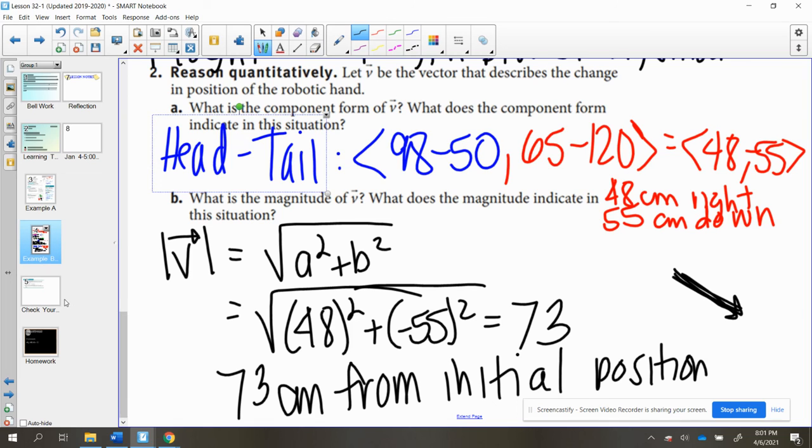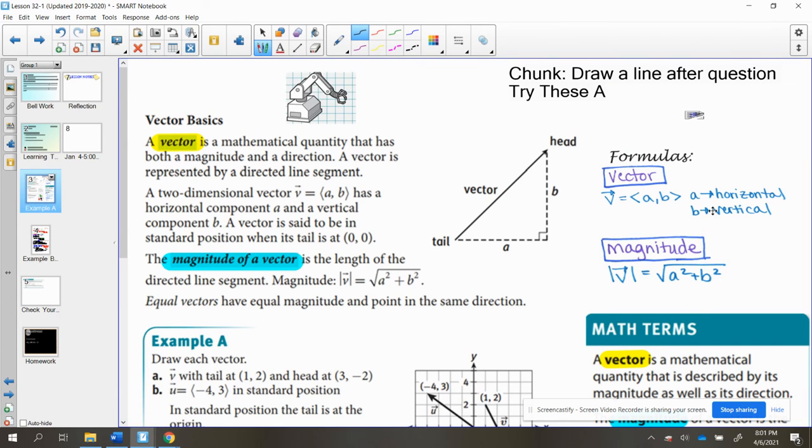Okay, now to finish this out, we will be working more with this in class, but you're definitely going to want to know what the vector form, the component form, and our magnitude are, and we will talk more about dealing with operations of vectors in the next class.